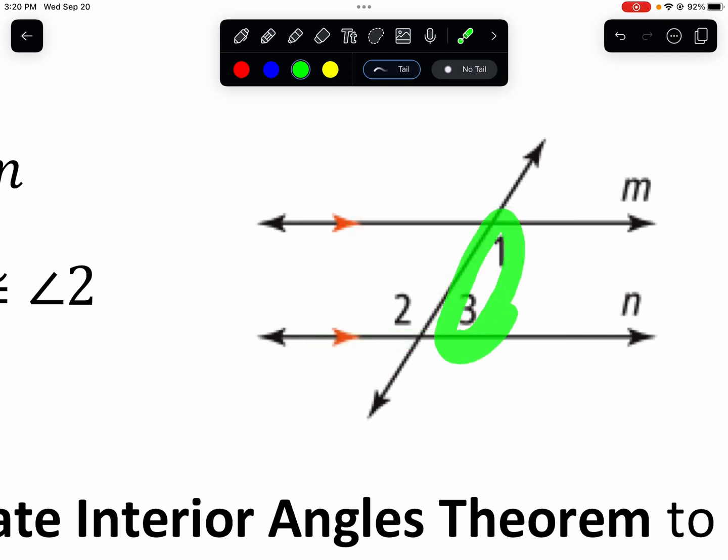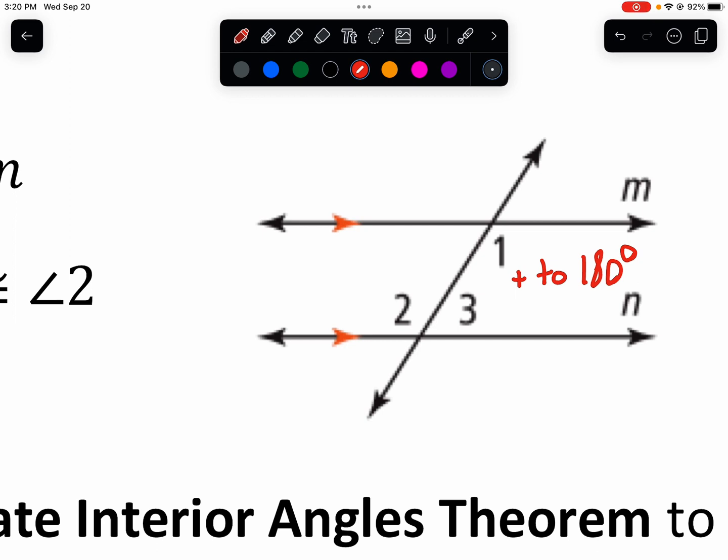And we just learned that same side interior angles add to 180. So I'm going to go over here and put angle 1 plus angle 3 equals 180 degrees. Now, if I take a look at angles 2 and 3, they form a linear pair. They also add to 180. Angle 2 plus angle 3 equals 180 degrees. Okay, so angles 1 and 3 add to 180 degrees. 2 and 3 add to 180 degrees. That's pretty good. One is supplementary, the other one's a linear pair, which is also supplementary.